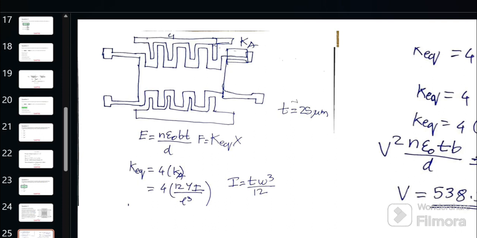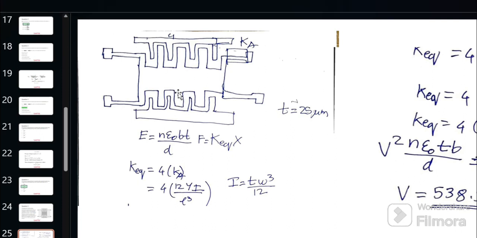I have made one mistake in the first part, I have to add V square as well. So V square n epsilon naught b into T by D, and by substituting in that equation we get the value as 538. You might be wondering, what is the value of n?